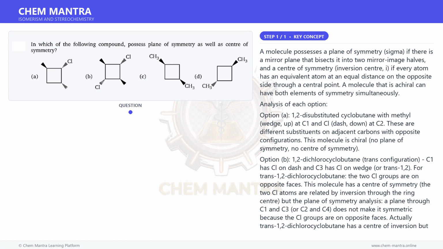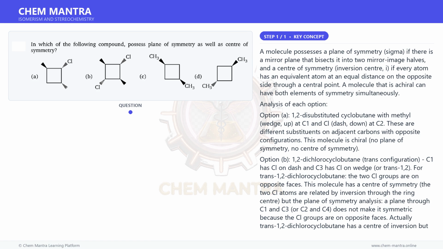Option B: 1,2-dichlorocyclobutane, trans configuration, C1 has Cl on dash and C3 has Cl on wedge, or trans 1,2. For trans 1,2-dichlorocyclobutane, the two Cl groups are on opposite faces. This molecule has a center of symmetry. The two Cl atoms are related by inversion through the ring center, but the plane of symmetry analysis, a plane through C1 and C3, or C2 and C4, does not make it symmetric because the Cl groups are on opposite faces. Actually, trans 1,2-dichlorocyclobutane has a center of inversion but no plane of symmetry. It is a chiral molecule with Ci symmetry only.